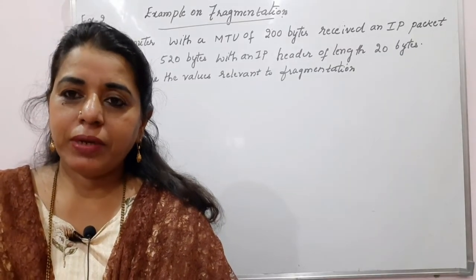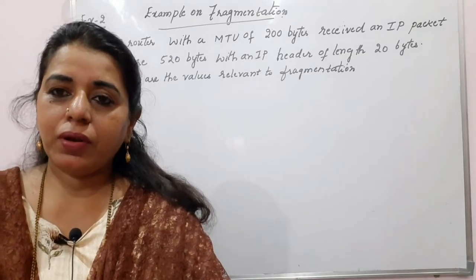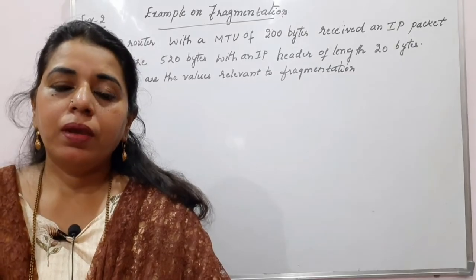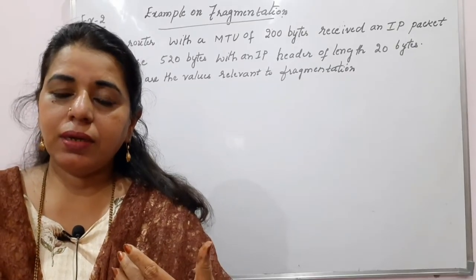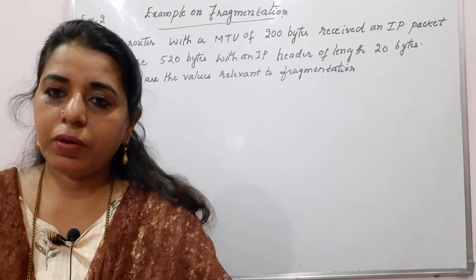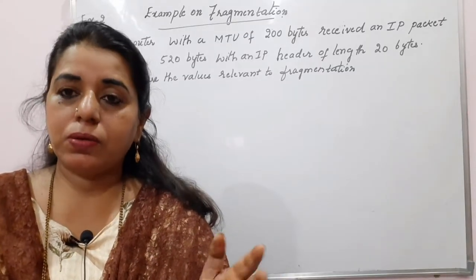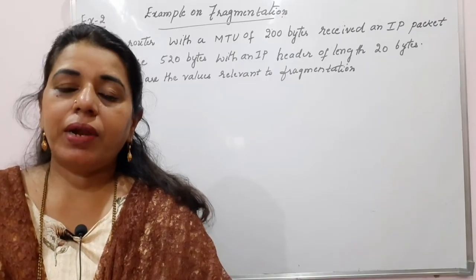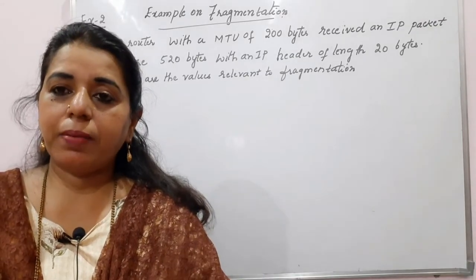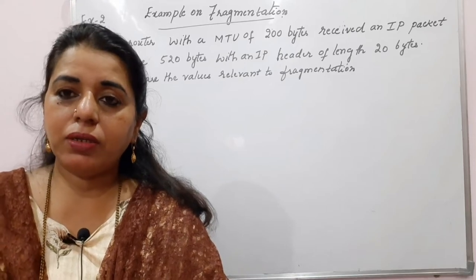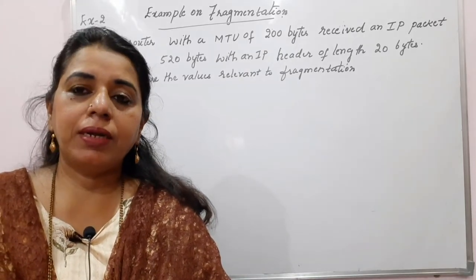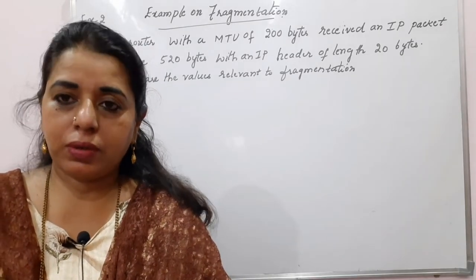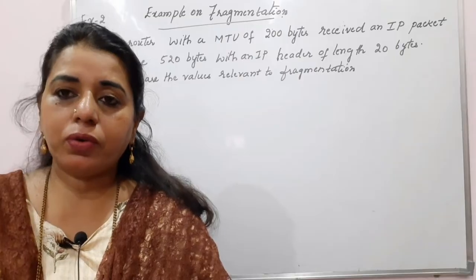So in the very first example on fragmentation, which I taught in one of my previous video lectures, I had started with the problem statement that so and so number of fragments are there and the fragment size is also so and so. If you remember, I had mentioned that there are three fragments: the first fragment is of 1400 bytes, the second fragment is of 1400 bytes, and the third fragment is 1200 bytes, making a total size of 4000 bytes. That means the original IP datagram is of 4000 bytes.